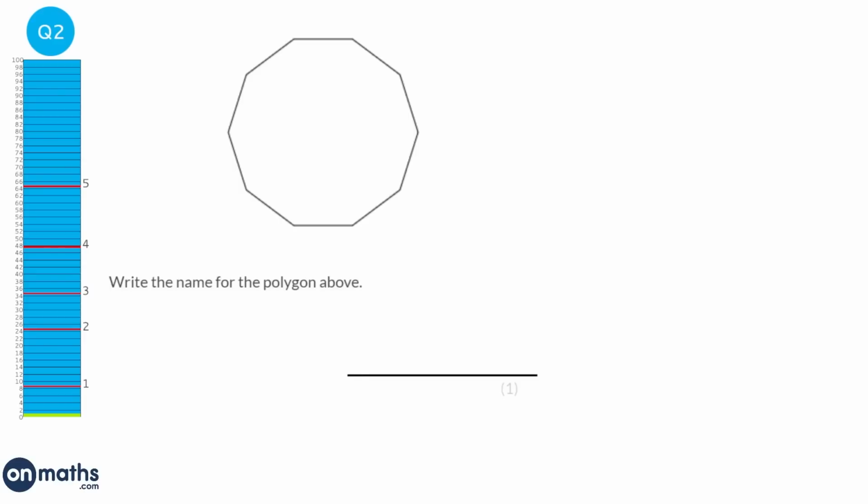With this question, we need to first of all count how many sides this polygon has. So it's going to be 1, 2, 3, 4, 5, 6, 7, 8, 9, 10. So it's 10 sides. And we just need to know that a 10-sided shape is a decagon. Now we are expected to know all of the names of shapes between 3 and 10 sides. So if you don't know them already, just sit down and learn them.